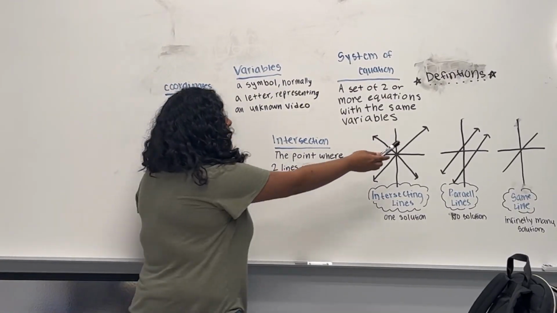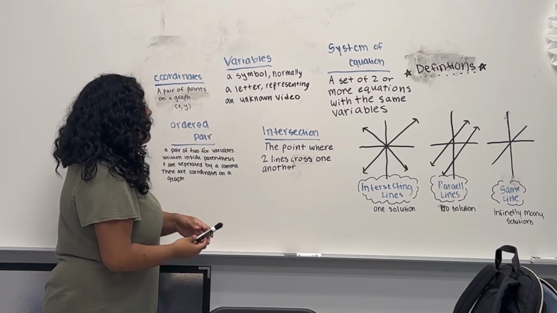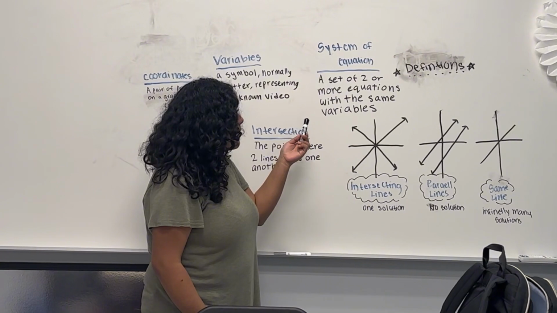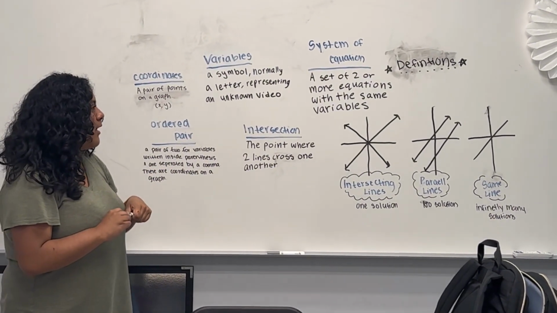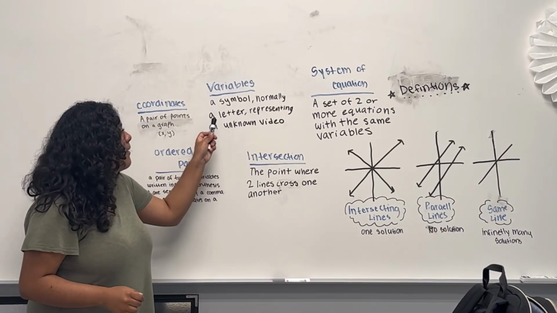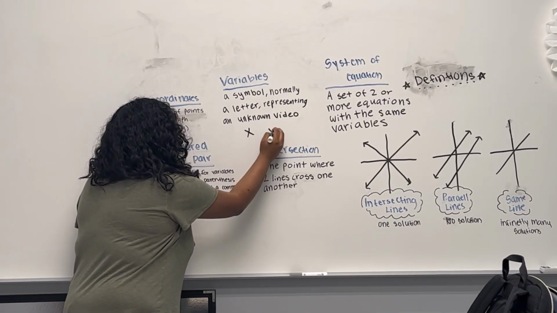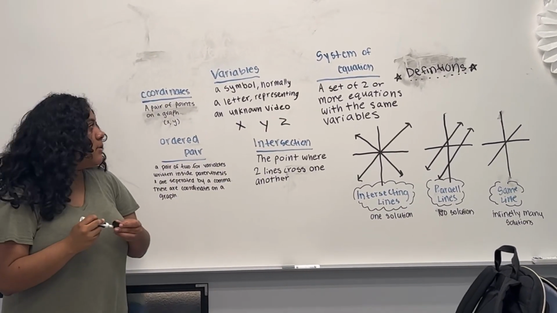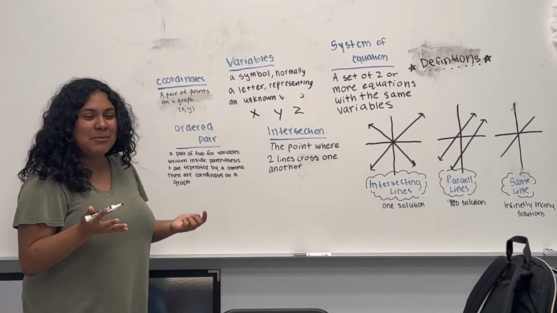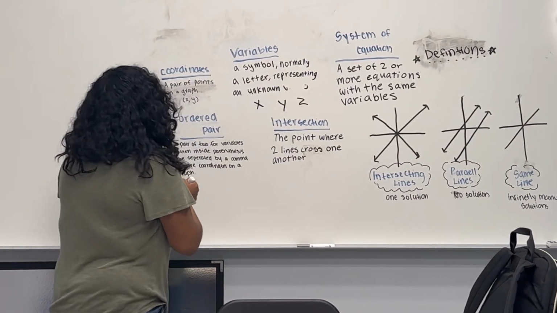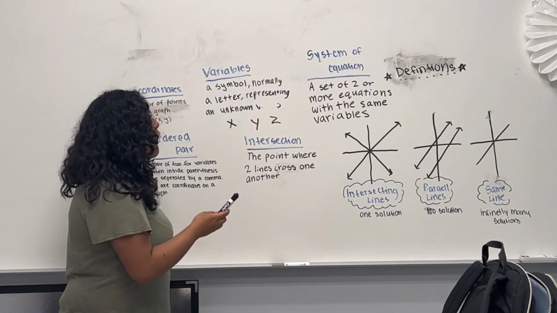So these are the definitions you need to know when doing these types of problems. A system of equations is a set of two or more equations with the same variables. And variables are usually a symbol, normally a letter like X or Y or Z. These are the most commonly used, representing an unknown number.